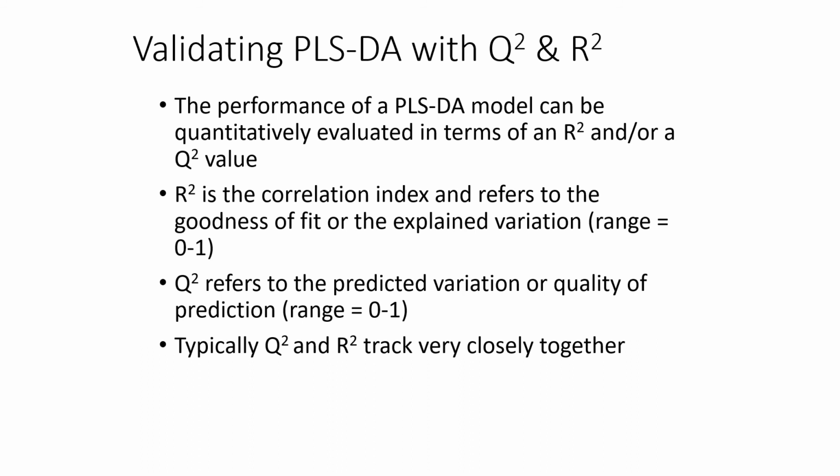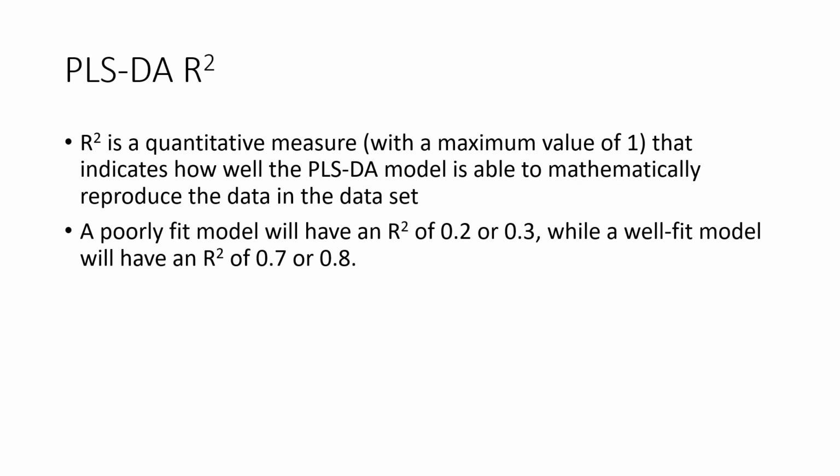So PLSDA, you can calculate the correlation index, or coefficient of determination. And just like the Pearson correlation coefficient, it ranges from 0 to 1, or at least the square of that. It essentially is a measure of the quality of the fit. Q squared is different than R squared. It's sort of the predicted variation, or it's a measure of the quality of prediction. However, Q squared and R squared almost always are the same. They track very closely.